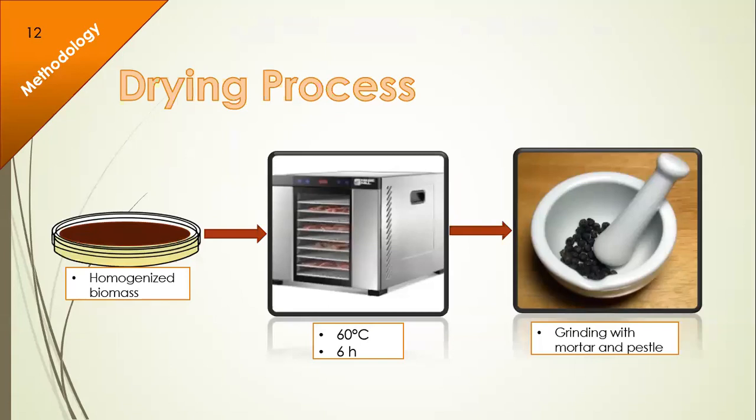After that, we dried our biomass. Our biomass was homogenized, then put onto Petri dishes in a forced convection oven under the condition of 60 Celsius degrees for 6 hours. After that, we ground it in a mortar and pestle.